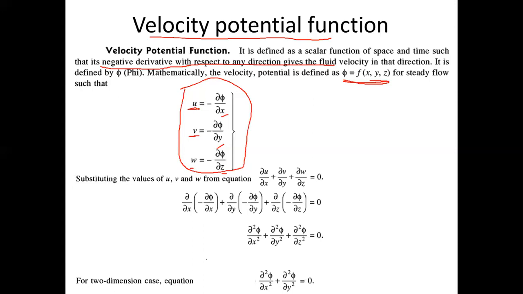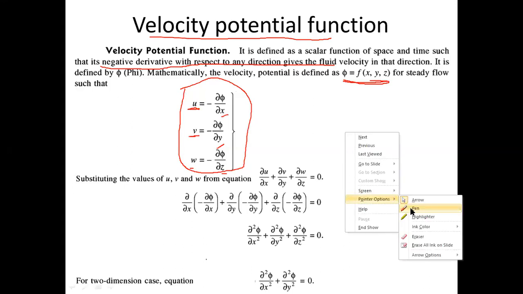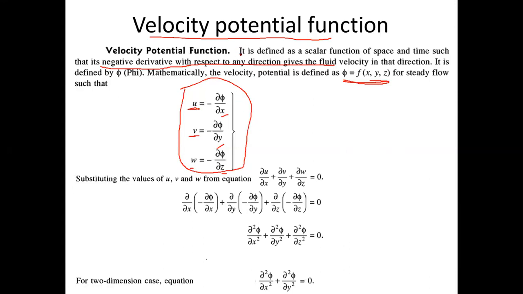Okay, so the mathematical definition and use of phi we have discussed. Let's see some of the important features of this velocity potential function. Now I'm saying that if for a flow phi exists, that means it should be irrotational. But for a flow to be possible, it should satisfy the continuity equation.